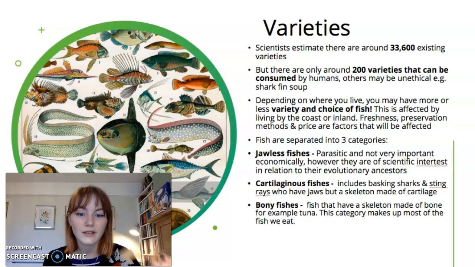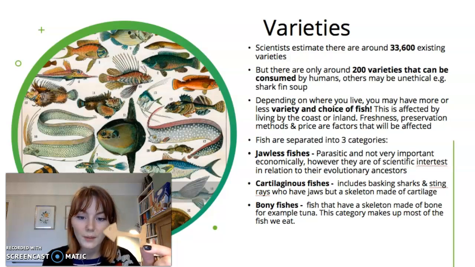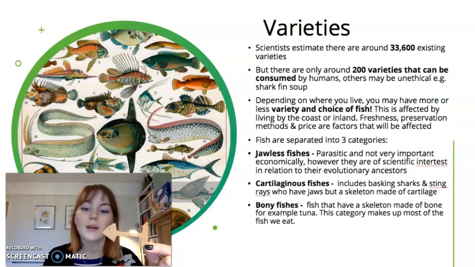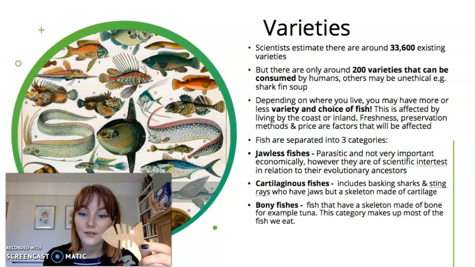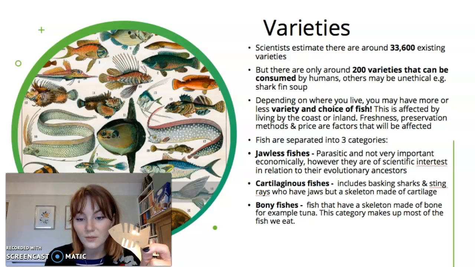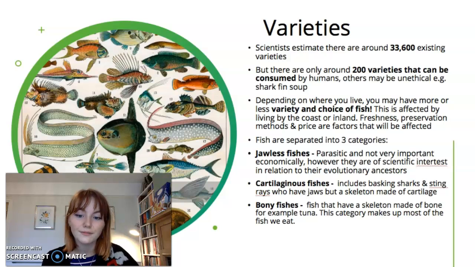Secondly, we have cartilaginous fishes. These are fish with a spine, a skull, but part of their body is made out of cartilage. So for example, basking sharks or stingrays, they have a spine and a skull, but their ribs are made out of cartilage. And lastly, we have bony fishes. These are the fish that we most commonly consume. They've got a skeleton made out of bone, and that can be things like tuna or other fish.